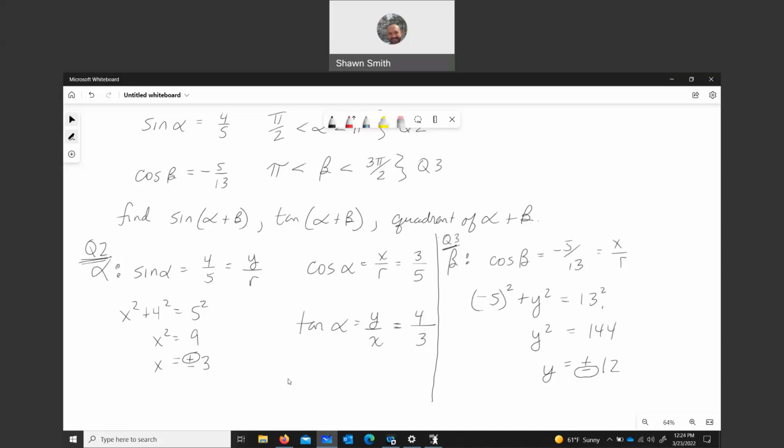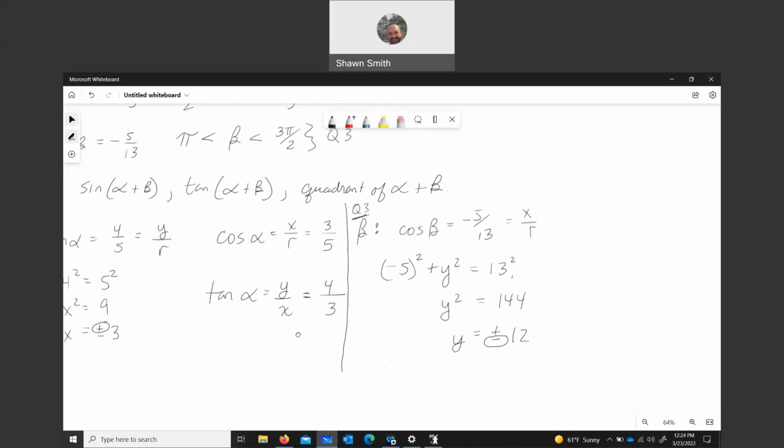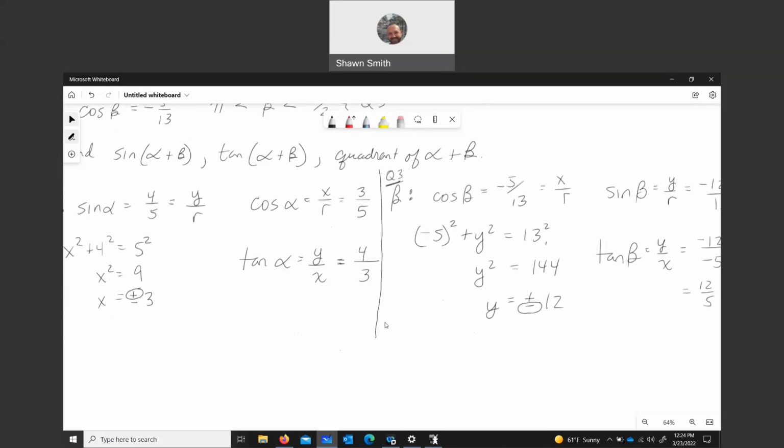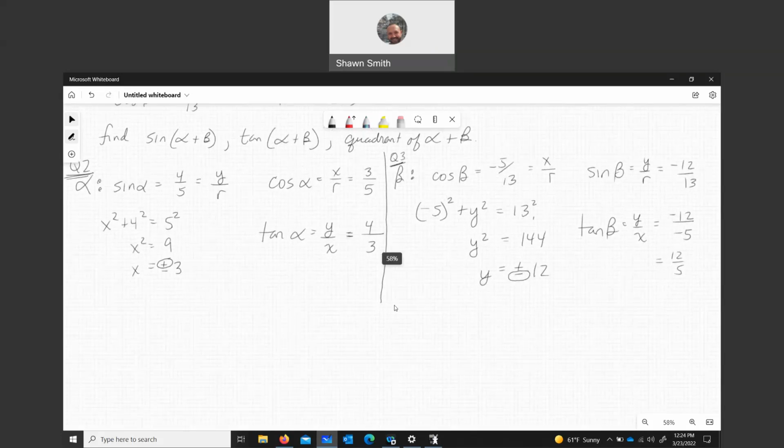So now I can say what is the sine of beta: y over r, which is -12/13. And also the tangent of beta, y over x, negative 12 over negative 5 is positive 12 fifths. That makes sense. Tangent is positive in quadrant 3, right? All right, so now we just apply the formulas and plug in all of these numbers.